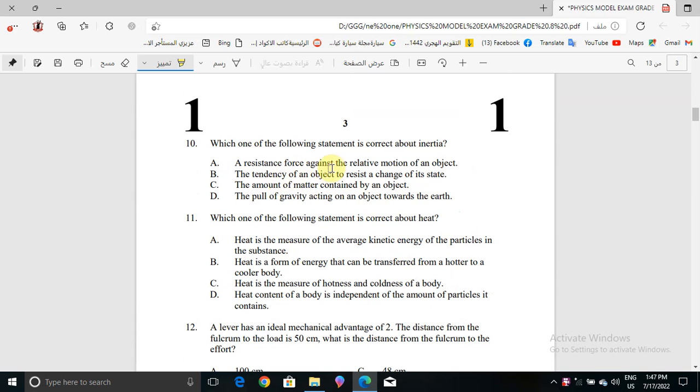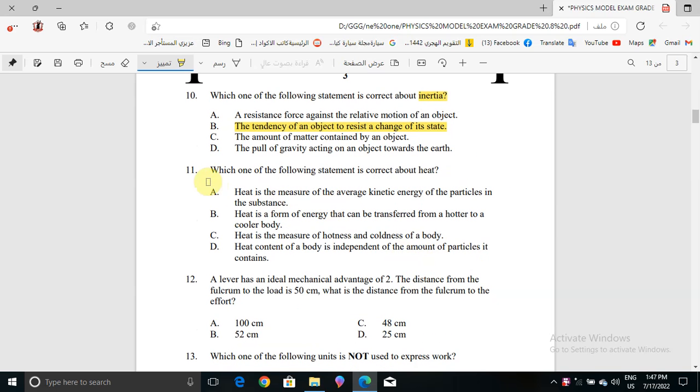Now question number 10. Which one of the following statements is correct about inertia? It will be a resistance force against the relative motion of an object, or the tendency of an object to resist a change of its state. Yes, the correct answer for question number 10 will be choice B. That's the tendency of an object to resist a change of its state. This is the correct statement about inertia.